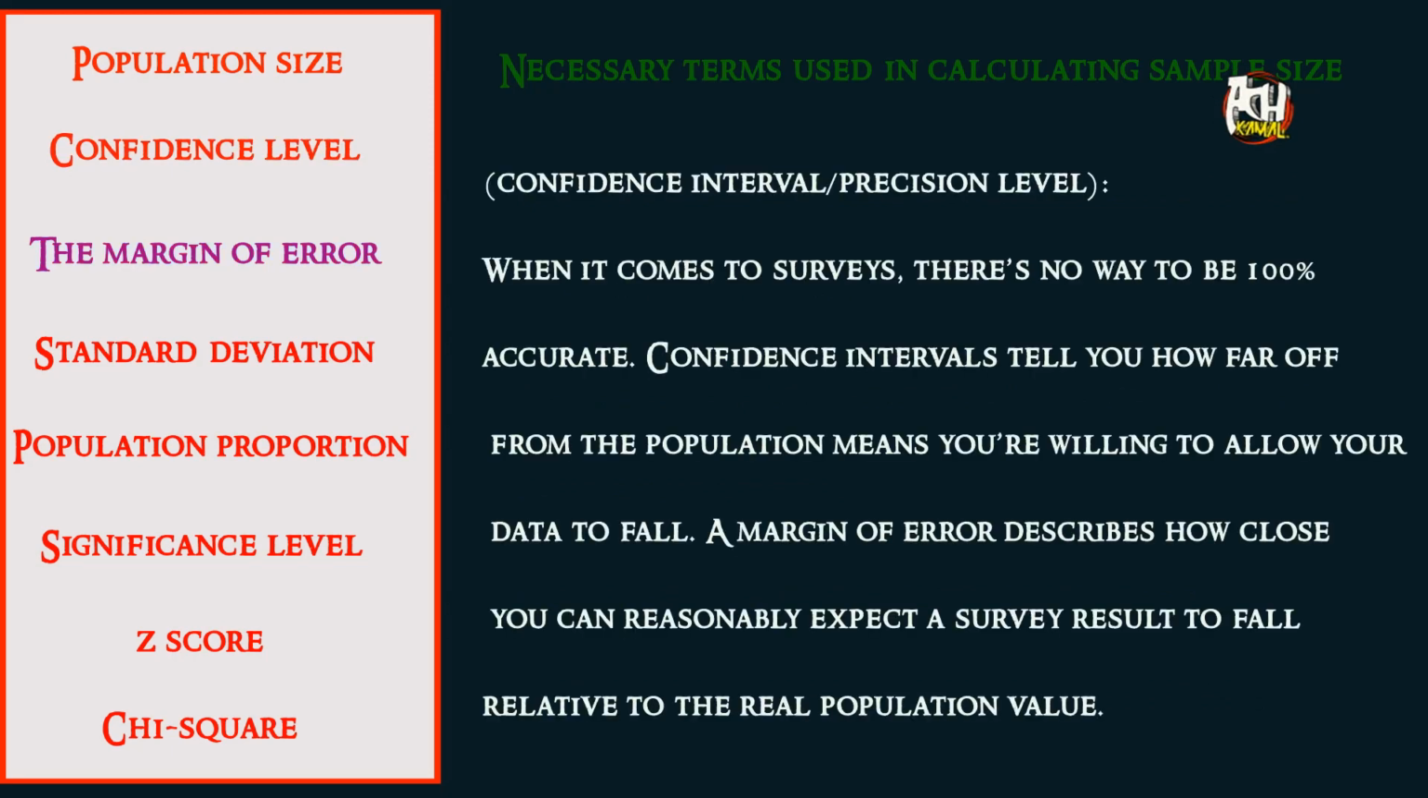The margin of error, also called a confidence interval or precision level. It is the percentage, plus or minus a number, that tells the researcher how much they can expect their results to reflect the whole population. The smaller the margin of error, the closer the researcher is to an exact answer at a given confidence level. A smaller margin of error requires a larger sample size.